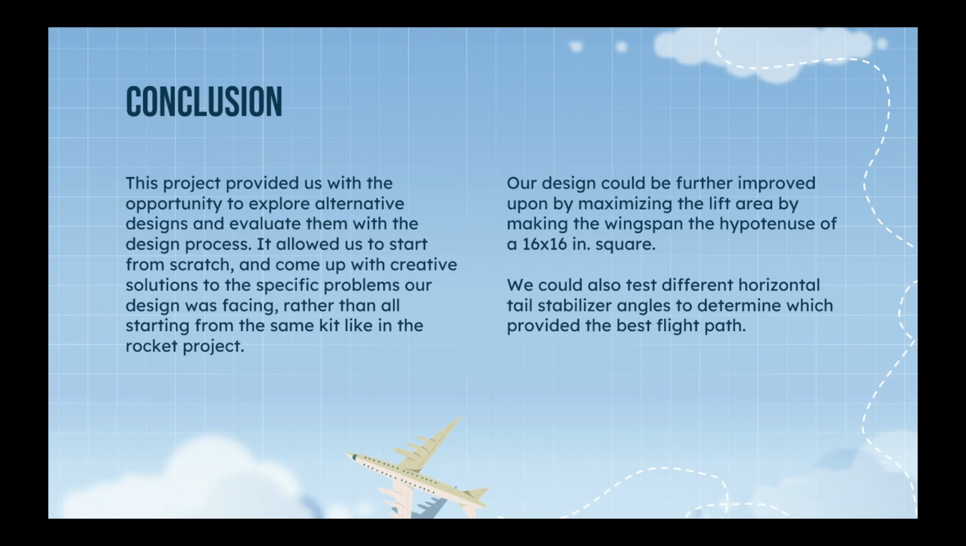Our design could be furthermore improved upon by maximizing the lift area by making the wingspan the hypotenuse of a 16 by 16 inch square. We could also test different horizontal tail stabilizer angles to determine which provided the best flight path.